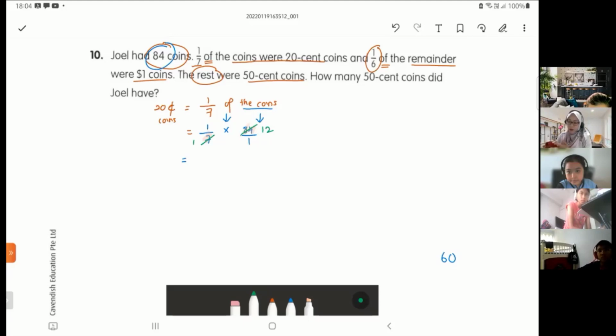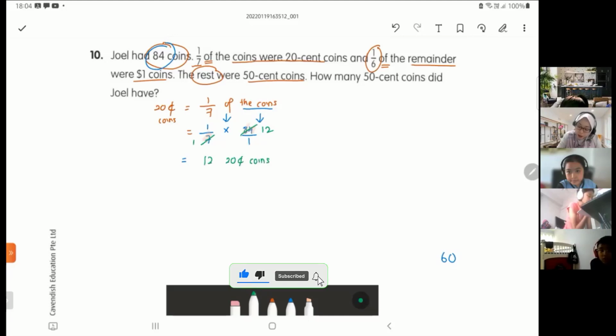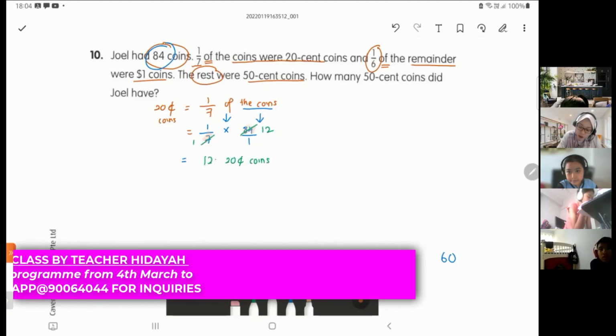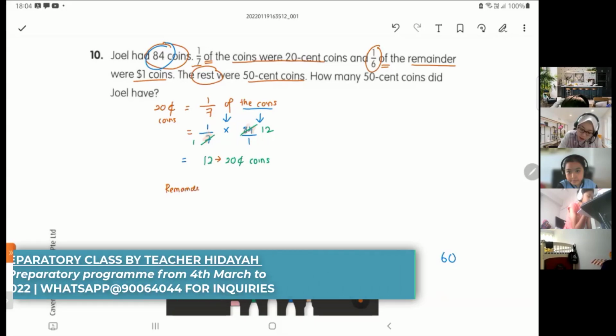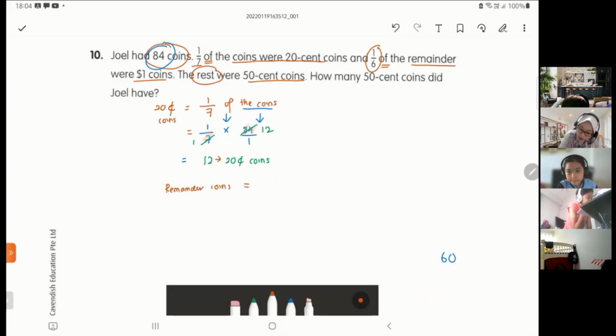84 divided by 7. Correct. It is 12. All right, so I have 12 20-cent coins. Okay, so we just put it here. Then 1/6 of the remainder. Can I find my remainder since I know that 12 are the 20-cent coins? Can, right? So the remainder: coins is 84, take away 12, the 20-cent coins. So this will give me 72 coins. Okay, this is my remainder.